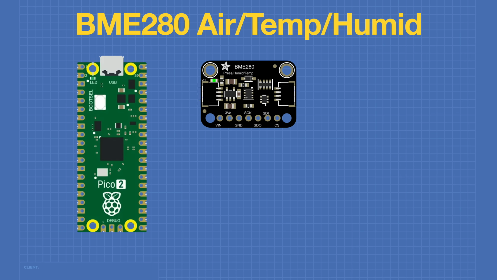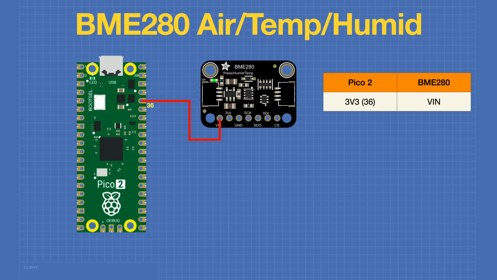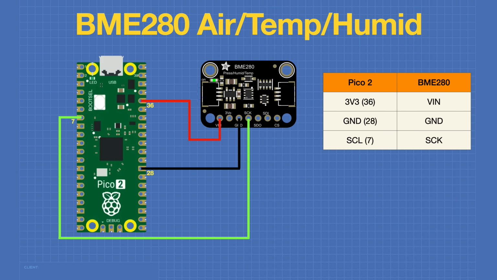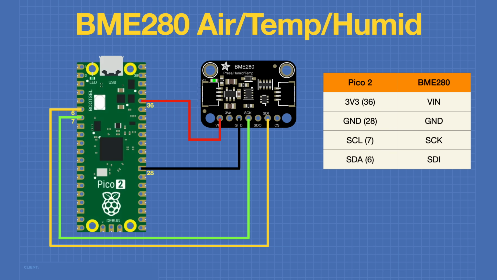Today we're going to use the BME280 with a Raspberry Pi Pico 2, but any microcontroller would work with this. We'll connect the 3.3 volt output on pin 36 of the Pico 2 to the V-in pin on the BME280. We'll connect one of the Pico's grounds to the BME280 ground, and you can use any of the many grounds on the Pico. The Pico's default SCL pin on pin 7 will be connected to the SCK pin on the BME280. And finally, Pico pin 6, which is the default SDA pin, will be connected to the SDI connector on the air pressure sensor. And this completes our wiring.